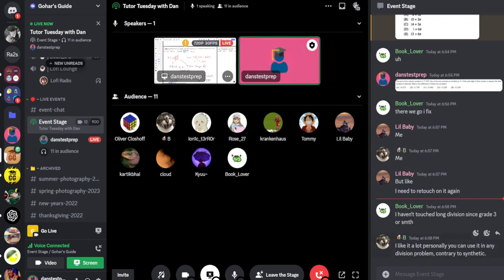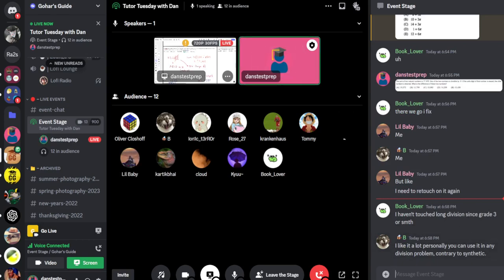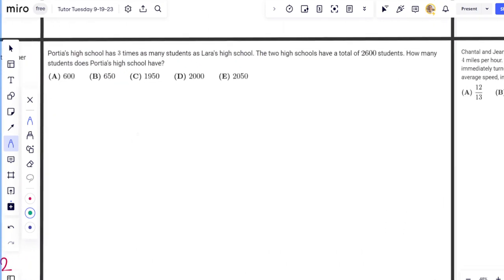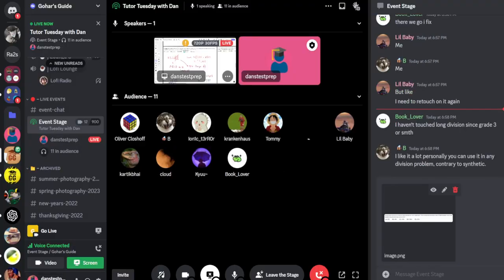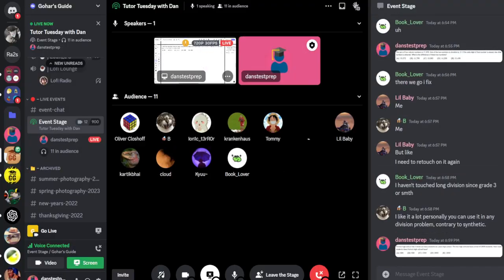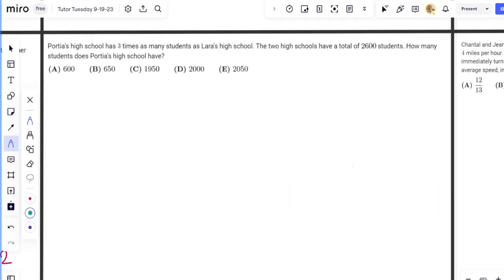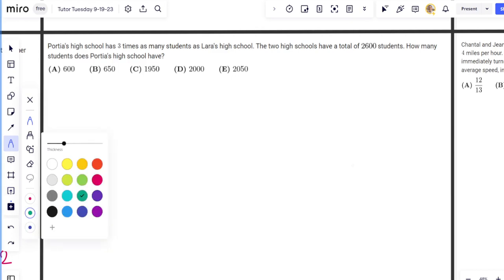Yeah, long division is good. Good to know. You can also do polynomials with it. Cut out there for a little bit. Anyways, pasted the next problem in the chat.